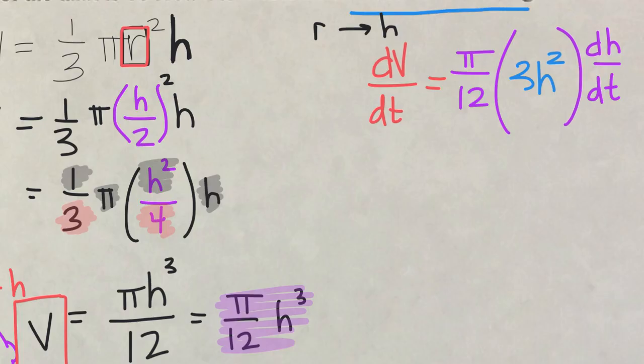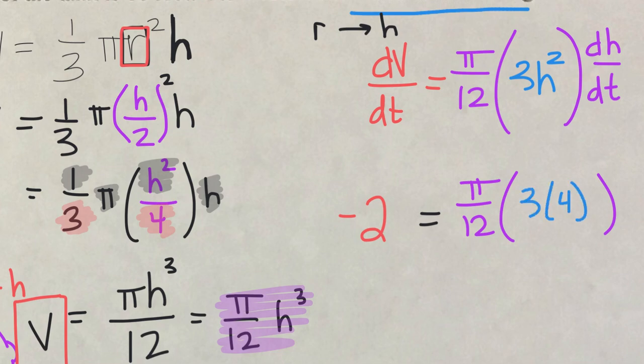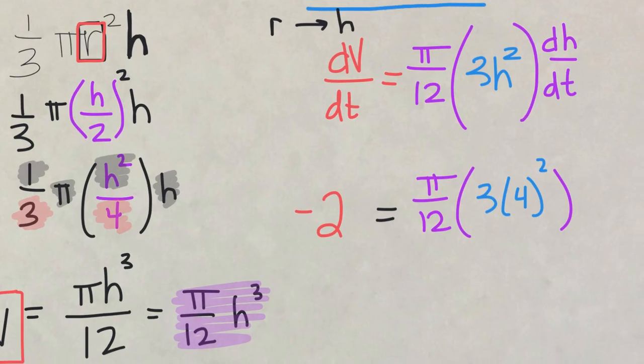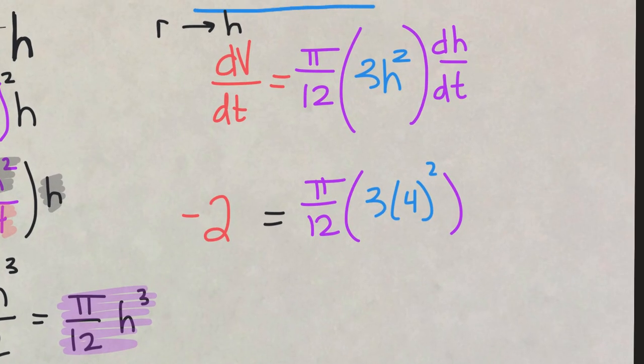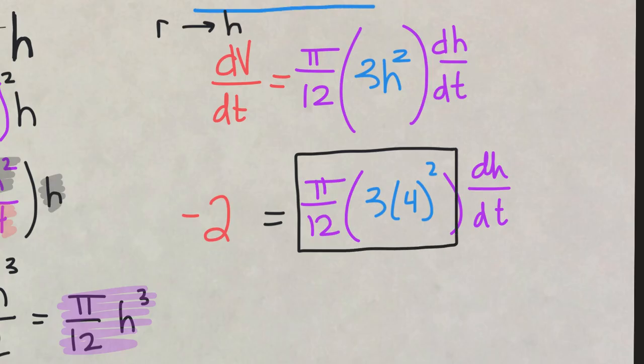Okay, now let's go. dV/dt, that was -2, right? That's the volume of water, the rate at which the water is running out of our cone. We have pi over 12, that's fine. We want to know when the height is 4 feet. So you plug your 4 in for h. And what we're solving for is our dh/dt. So that's going to be our last part of our formula, dh/dt. Okay? And that's what we want to solve for. So eventually we're going to end up dividing by all of this stuff. So let's see what this stuff is.